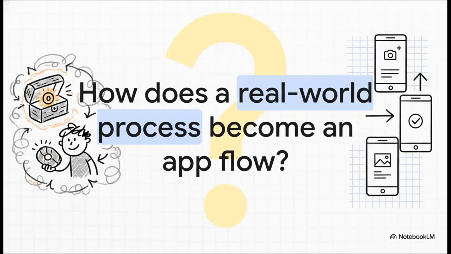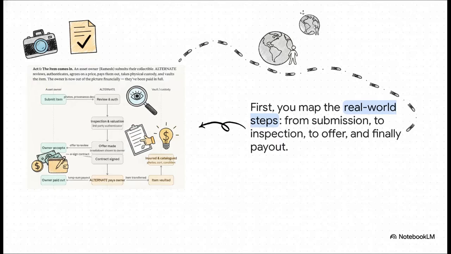That big picture map is awesome, but let's get down to the nitty-gritty. How does a real, sometimes messy, human process, like Ramesh deciding to sell a precious family heirloom, get translated into a clean, simple, easy-to-use app flow? Well, first you map out reality. You just forget about the app for a second and chart the actual journey a person takes. Ramesh submits his item online. The team reviews it. Then a physical inspection gets scheduled. An offer is made. He accepts it, signs the contract, gets paid, and the item goes into a secure vault. That's the ground truth. That's what actually happens.